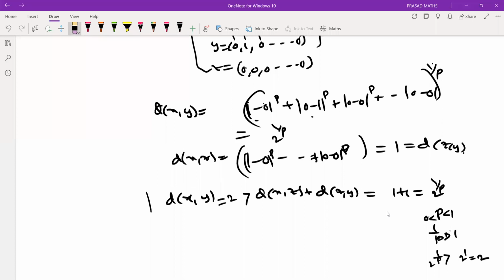So it cannot be a metric. That is not a metric.